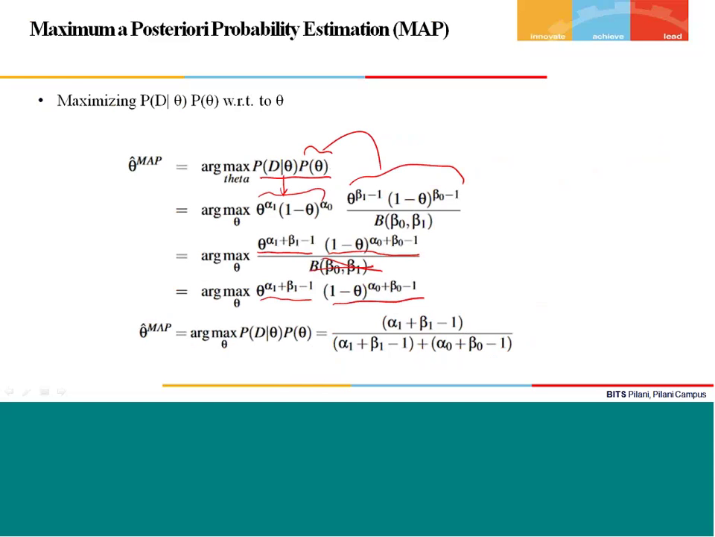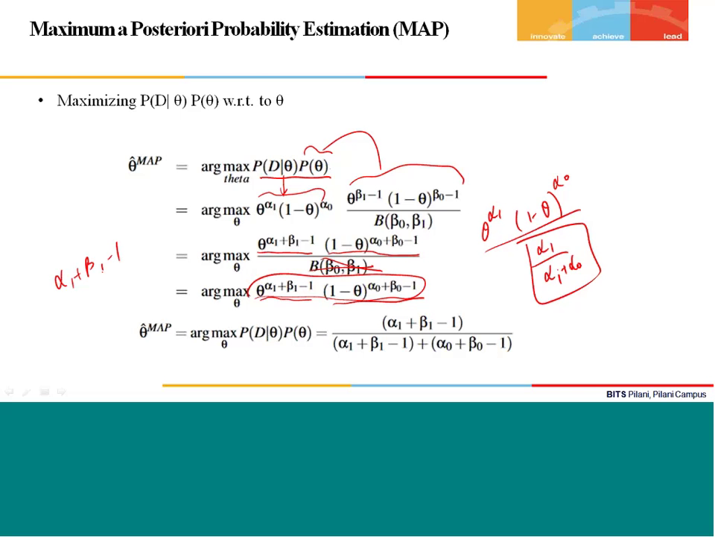In my MLE, what was theta? It was alpha 1 upon alpha 1 plus alpha 0. That's what I found from MLE. So it is also in the form of MLE now. But what will be the value of theta that maximizes this function? It will be alpha 1 plus beta 1 minus 1 upon alpha 1 plus beta 1. This is written here, right? So this is the same thing.